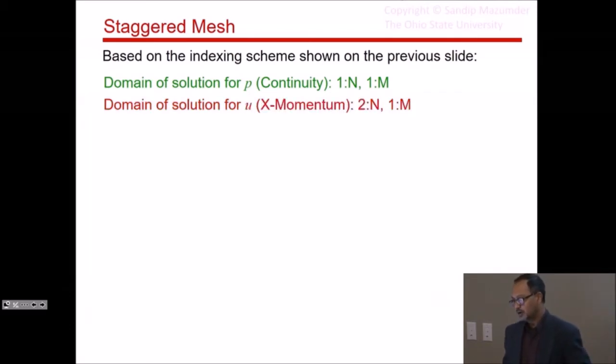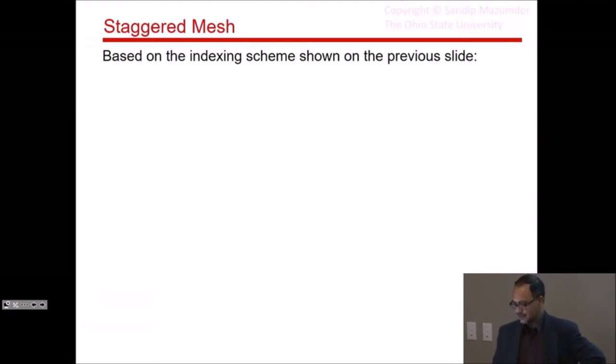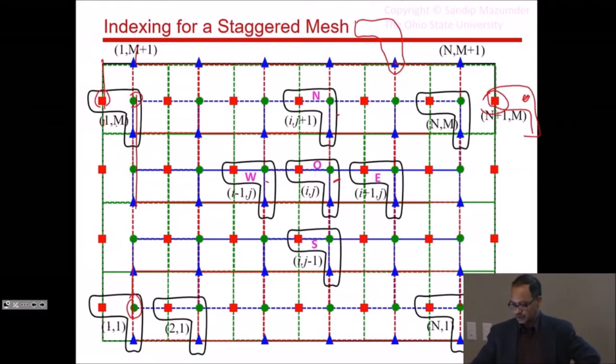Now the solution for U or X momentum is kind of weird, because as I said here, this is your node number 1 for U momentum. That's already known. You're not solving for it. Similarly, this guy is already known. So you're really solving starting from 2 and then this is of course n.